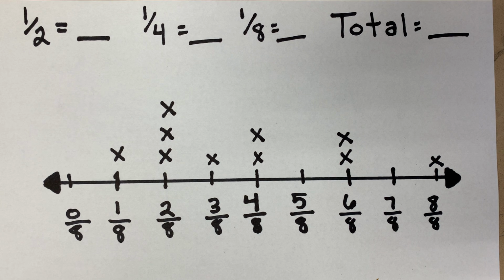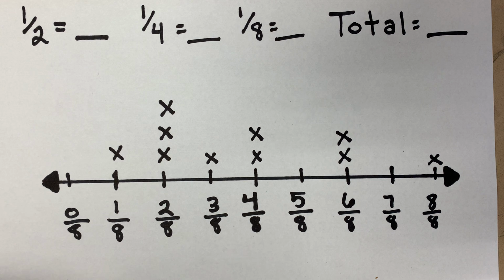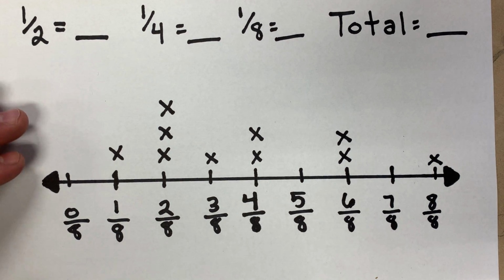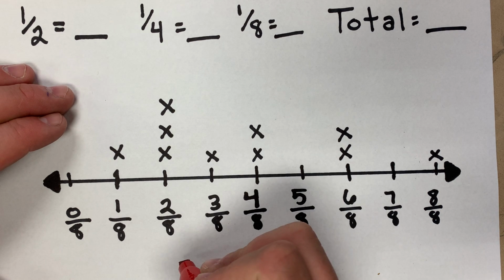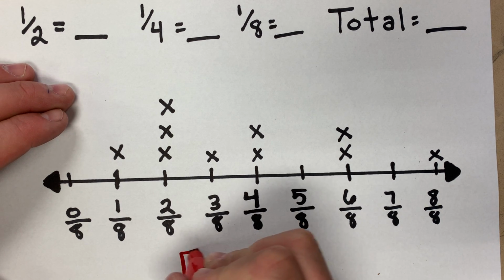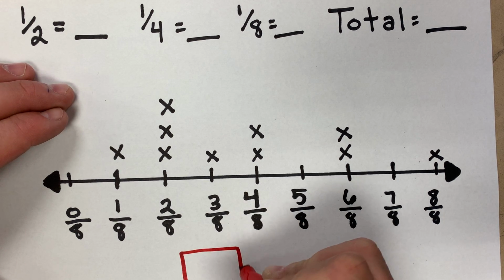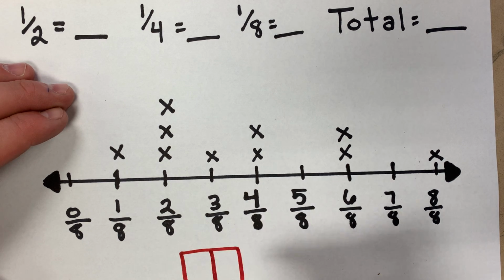Okay, so the first thing that we need to figure out, it says how many objects were measured at 1/2. Well, I don't have 1/2 listed down here. All I have is eighths. So I've got to figure out which one of these is equivalent to 1/2. So I'm going to go ahead and draw a square, and I'm going to cut it in half.